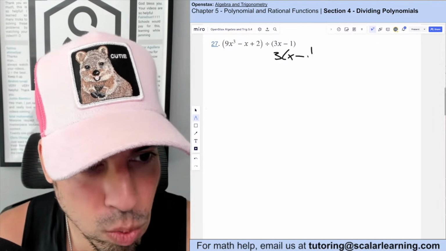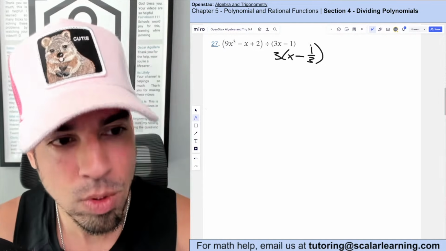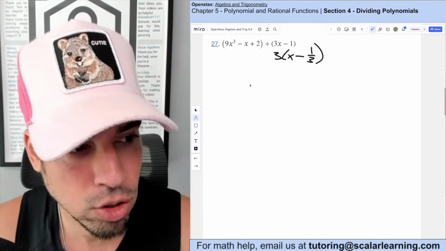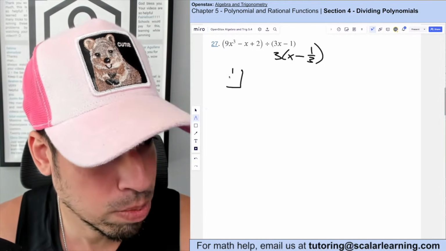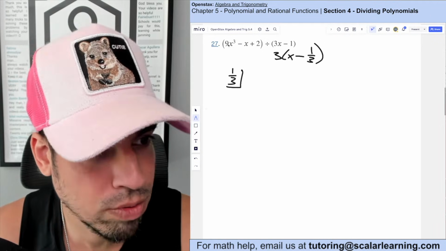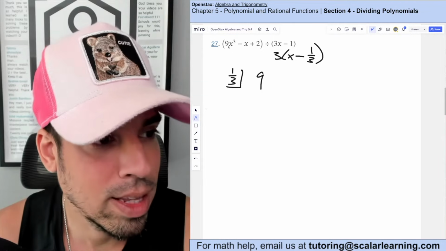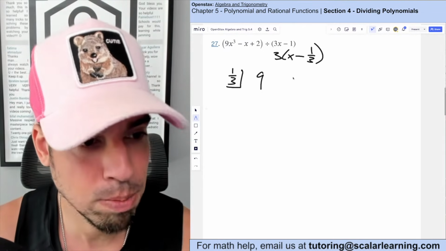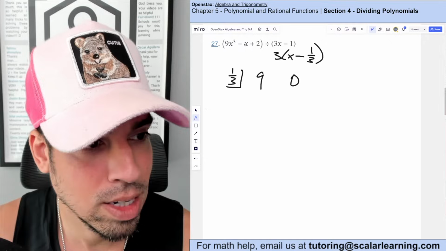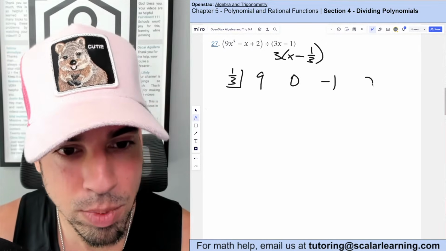For this one, to begin with synthetic division, we got to factor out a 3 first, and that becomes x minus 1/3. Okay, now we can take the opposite of this value and place it up here in our box, which is positive 1/3. And then we're going to list out the coefficients in order. So first we got 9, but then there's no x squared. That means we have to put a 0 as a placeholder for that x squared. Then we got negative 1x, so that's a negative 1, and then we got a 2.